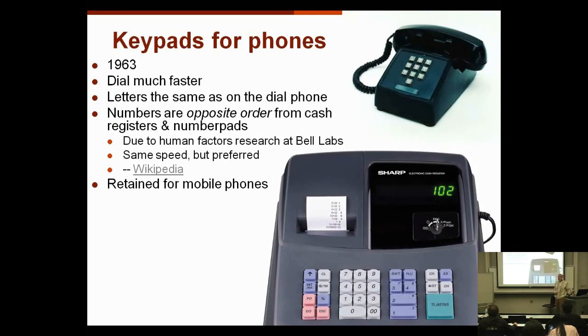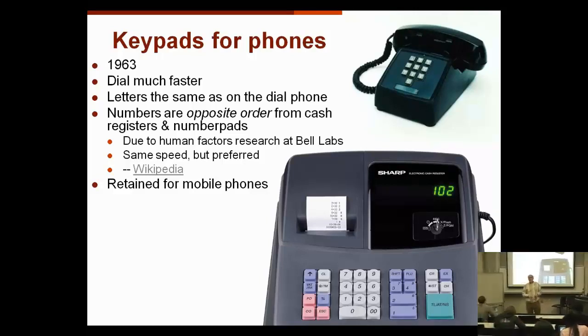So keypads for phones, or touch-tone phones, came in the 60s, because it was much faster, okay, but they're still using the same mechanism for exchanges. They're still having long distance and the operators in the same way. So phone numbers themselves haven't changed at all by the 60s. And so the keypad on the phone is basically identical to the dial phone. So all the letters are on the same numbers.